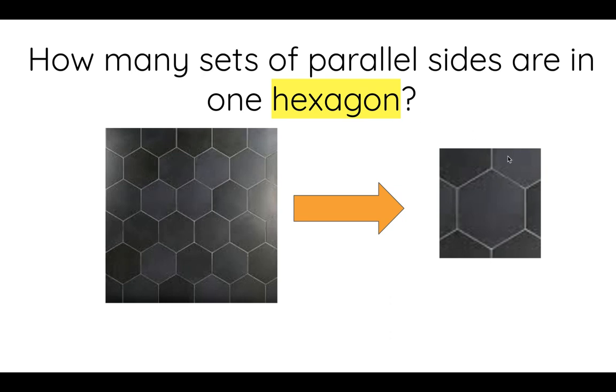So in this hexagon, I know that this top side is parallel to the bottom side here. That's 1 set. I also know this side here is parallel, or it's opposite, to this side over here. And lastly, we have a 3rd set of parallel sides, 1 here and 1 here. So how many sets or pairs of parallel sides are there? Good, there are 3 sets of parallel sides.